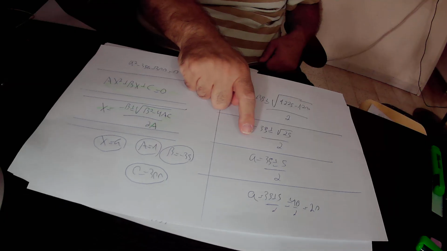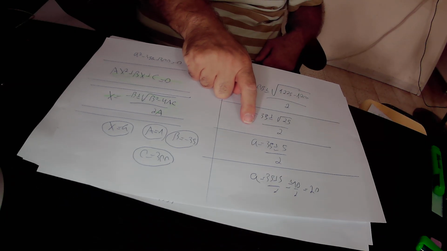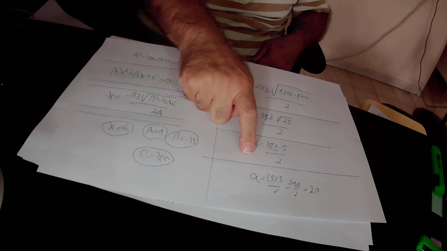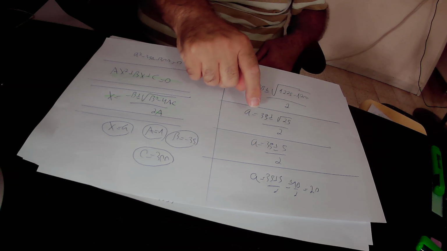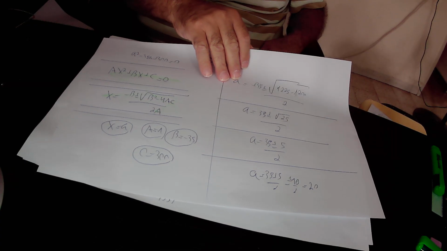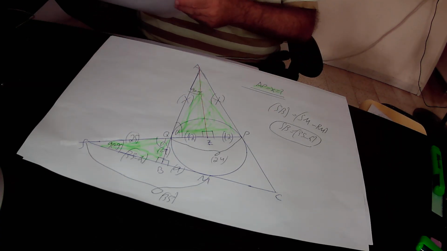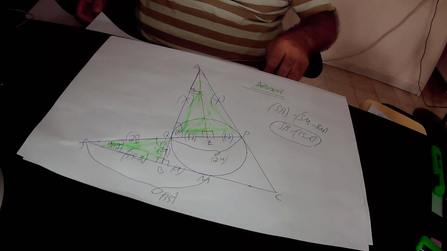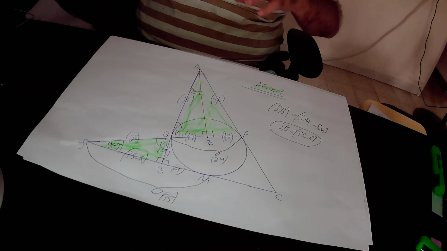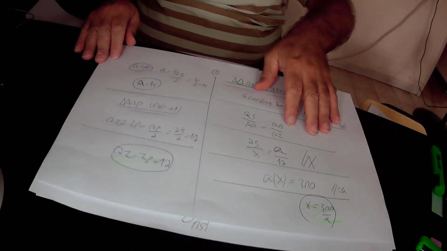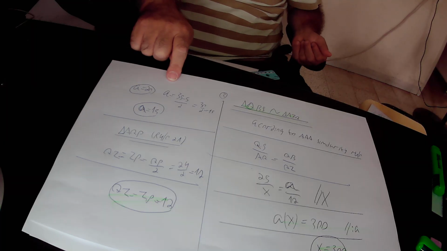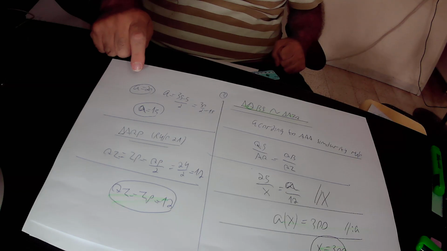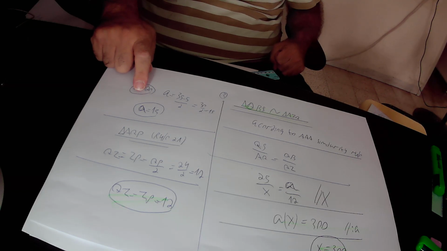So here we have two possible solutions for a. The first solution is a equals 35 plus 5 over 2. 35 plus 5 is 40, and 40 over 2 is 20. So the first solution is a equals 20. The second solution is a equals 35 minus 5 over 2. 35 minus 5 is 30, and 30 over 2 is 15. So the second solution is a equals 15.